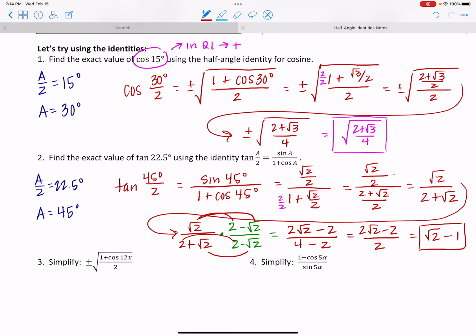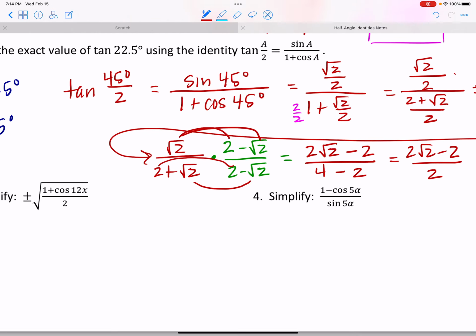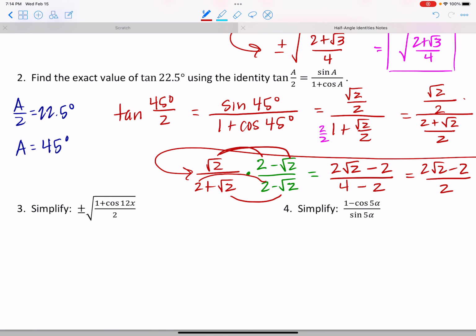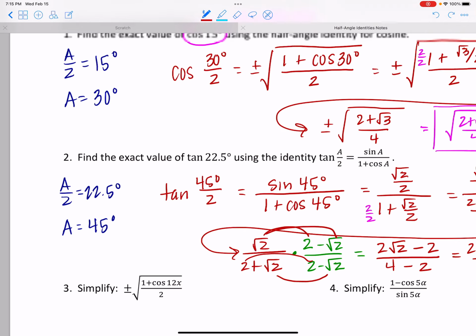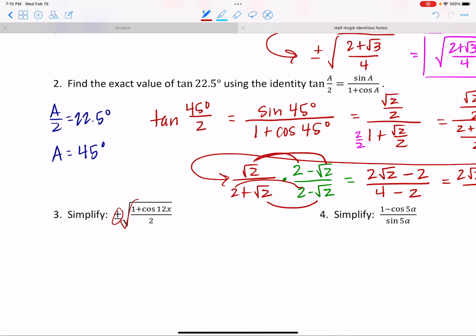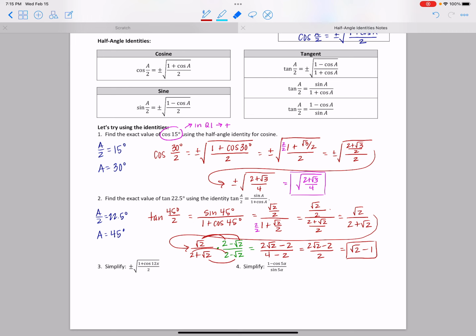All right, so the next two, we're going to work in reverse. Instead of being given the angle, we're given the expansion, and we're going to work backwards. So we have to match up what we see here with one of our identities. Now, this plus or minus, and then cosine. We have the plus or minus, the square root, and then the plus with the cosine. So that's going to occur in this box here. That's the one it's mirroring. And so we're going to condense this.